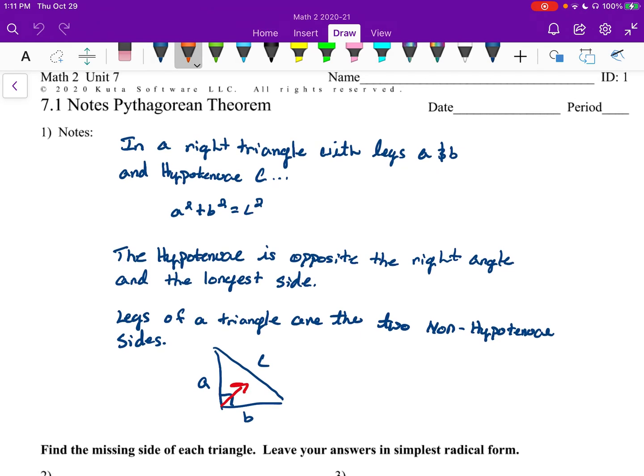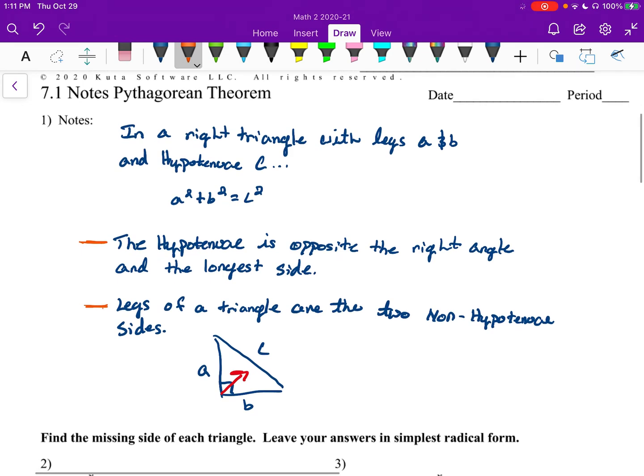Some things that we need to remember. The hypotenuse is the opposite of the right angle. It is also the longest side of the triangle. The legs are the other two sides. They're the two non-hypotenuse sides. So if we're talking about a triangle down here, we have the right angle, and if you draw an arrow leaving the right angle, it always points to the hypotenuse. That's one way. If you're ever confused, that's how to find the hypotenuse. You draw your arrow out of the right angle.